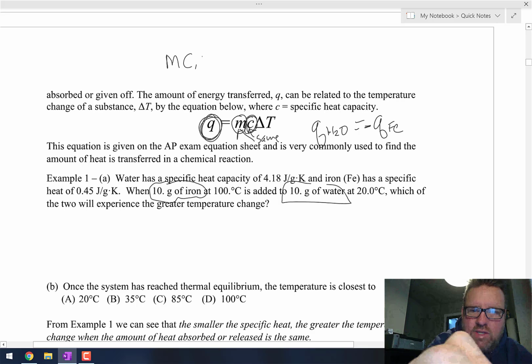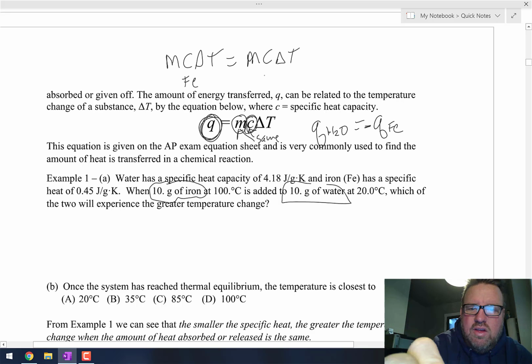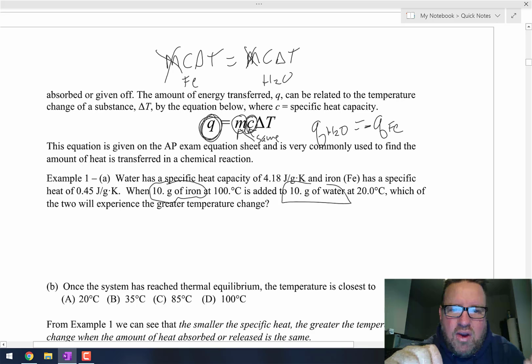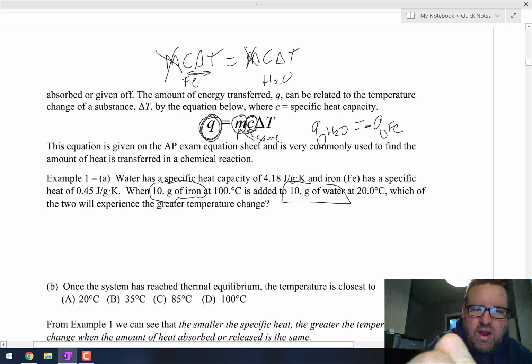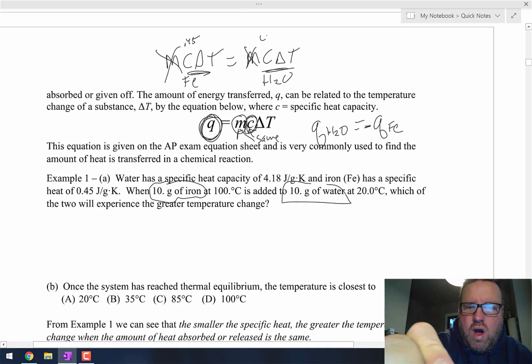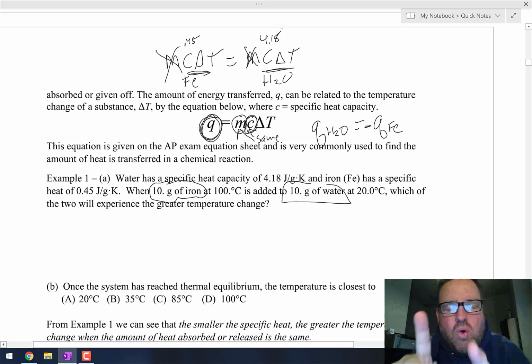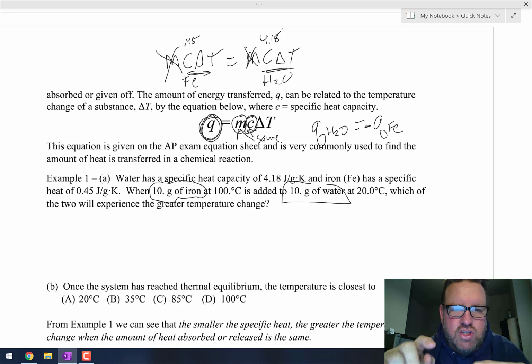So we have mc delta T for iron, and then we're going to have mc delta T for the water. The masses are the same, so those cancel out. So it's really the specific heat of the iron times the temperature change of the iron is equal to the specific heat of the water times the temperature change of the water. So these are both iron, these are both water. If iron has a specific heat of 0.45 and water has a specific heat of 4.18, in order for those two values to equal each other, think about what the temperature changes must be.